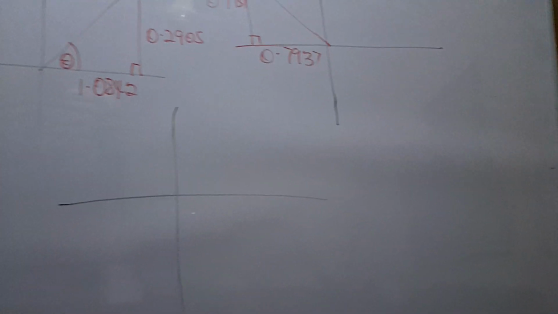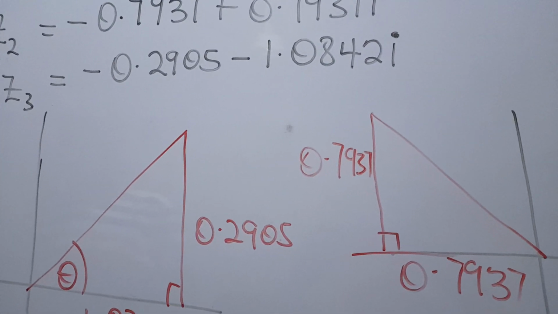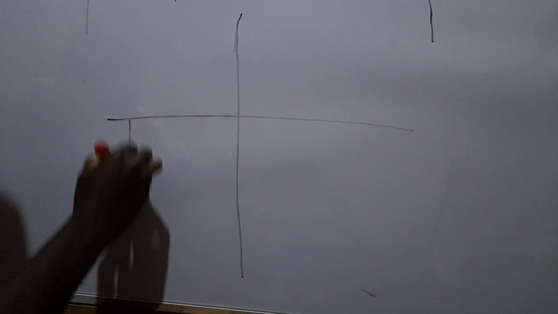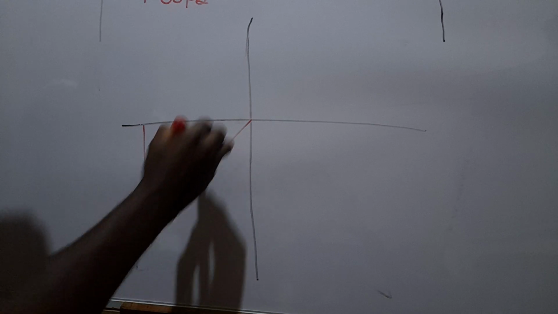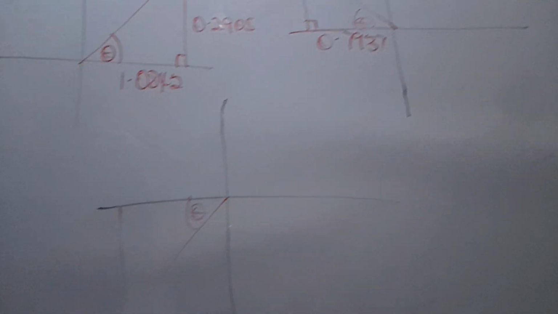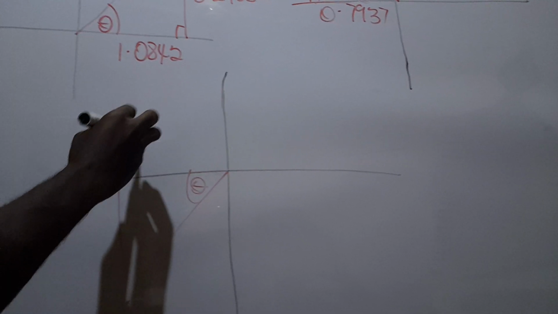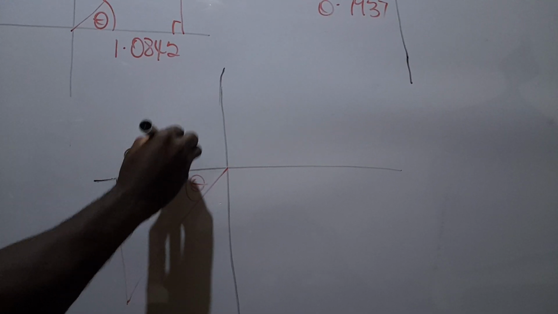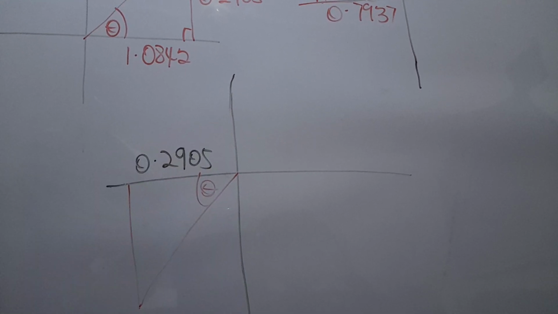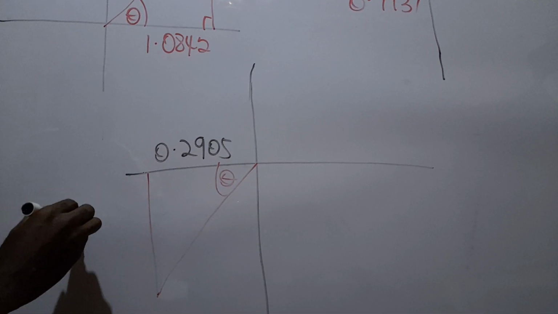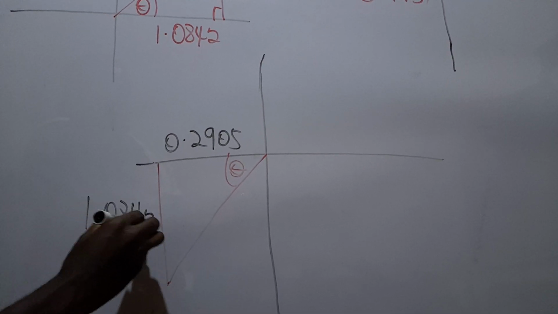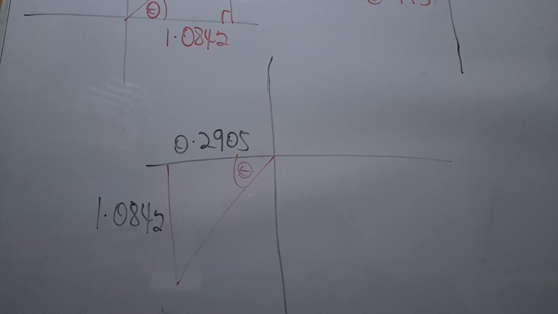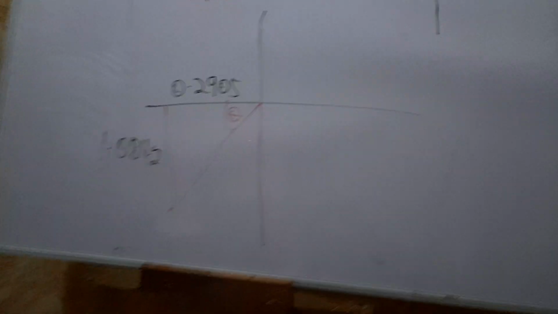Then the last one, look at it. Both the real and the imaginary part are negative. So it will be found in this quadrant. So we have something like this. We have our theta here. Remember, the real part will be 0.2905 in negative, and the imaginary part will be 1.0842 in negative. So we have plotted all the roots on our Cartesian plane.